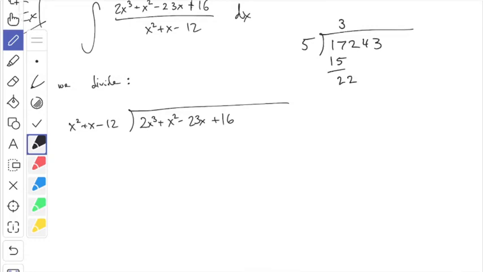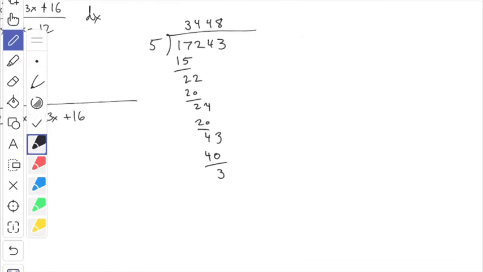So now I divide 5 into 22. I get 4. I put 20. I subtract. I get 2. I drop down the 4. 5 into 24. Again, I get 4. I get 20 here. Pull down the 4. Bring the 3 down. 43 divided by 5 will be 8. Gives me 40. I subtract and I get 3. And that 3 is the remainder.